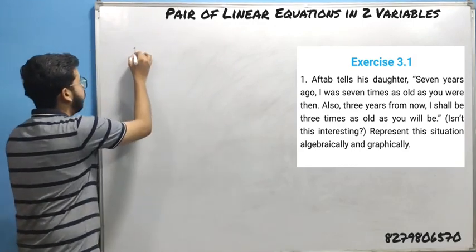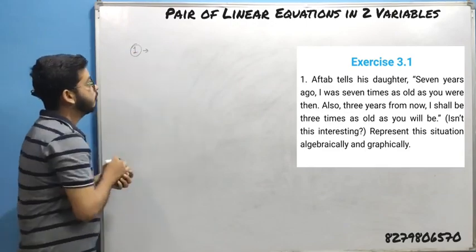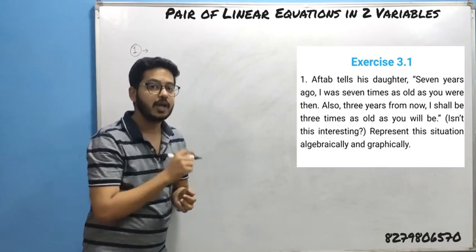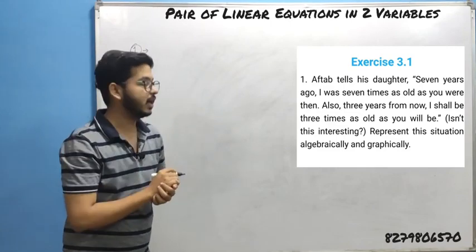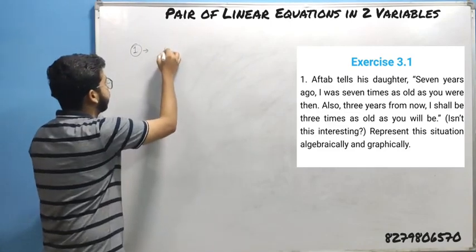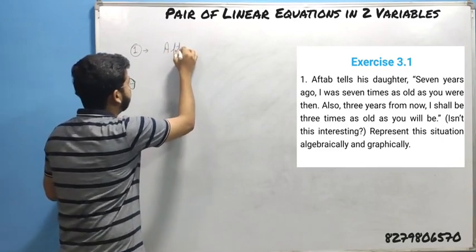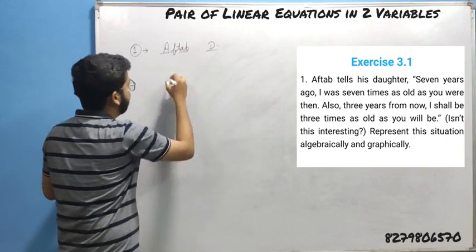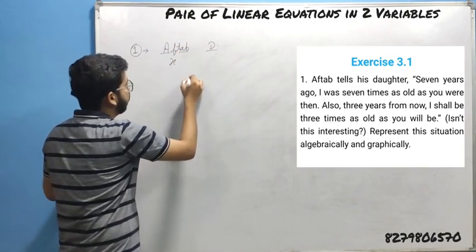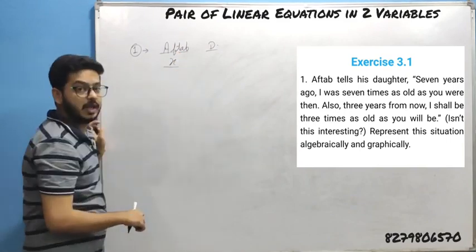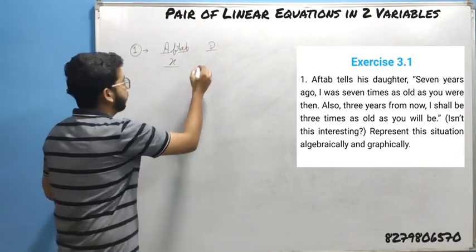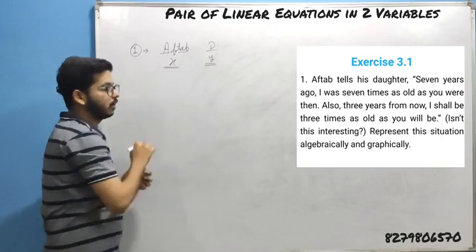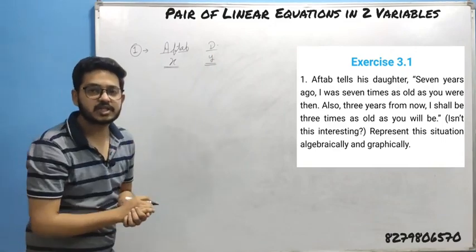This is our chapter, pair of linear equations in two variables, so we have to take two variables. We take Aftab and his daughter. Let's assume the present age of Aftab is x years and the present age of his daughter is y years. So what is our first statement?